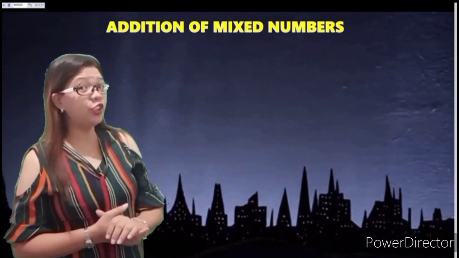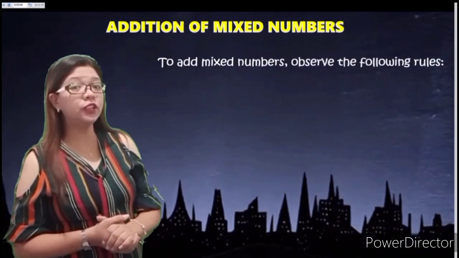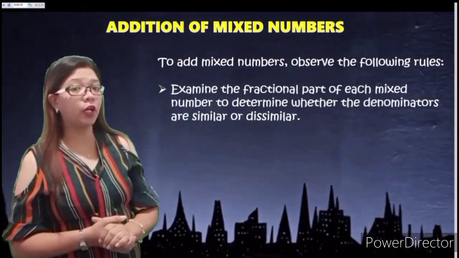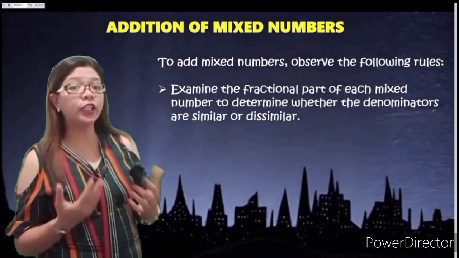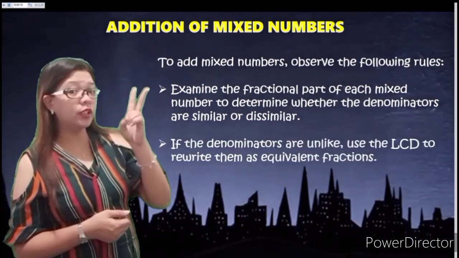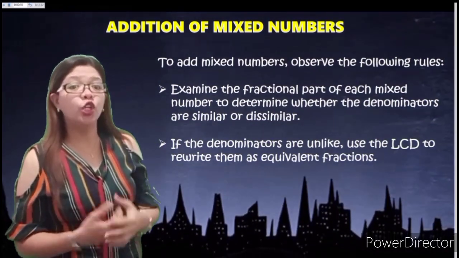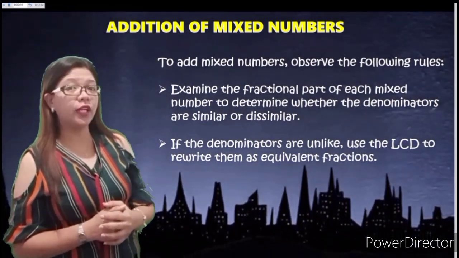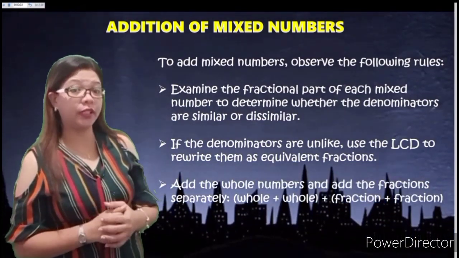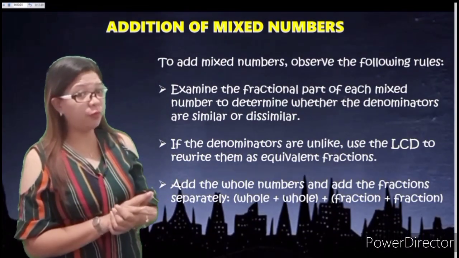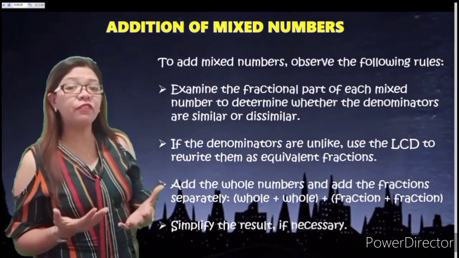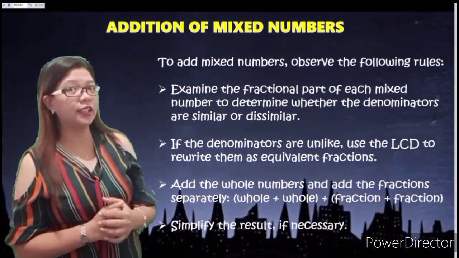Let's proceed with addition of mixed numbers. To add mixed numbers, observe the following rules. First, examine the fractional part of each mixed number to determine whether the denominators are similar or dissimilar. The second one, if the denominators are unlike, use the LCD to rewrite the equivalent of the fractions. Add the whole numbers and add the fractions separately. Whole number plus whole number, then fraction plus fraction. And lastly, simplify the result if necessary.